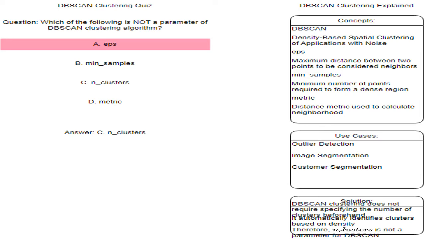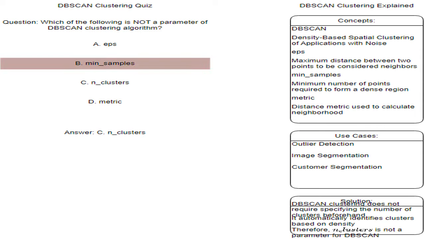Eps. Eps is a parameter of DBSCAN. It defines the maximum distance between 2 points to be considered neighbors. A higher eps value means points can be farther apart to be considered neighbors, leading to larger clusters. False. Min samples. Min samples is another important parameter of DBSCAN. It specifies the minimum number of points required to form a dense region. A higher min samples value means a denser region is needed for a cluster to be formed.